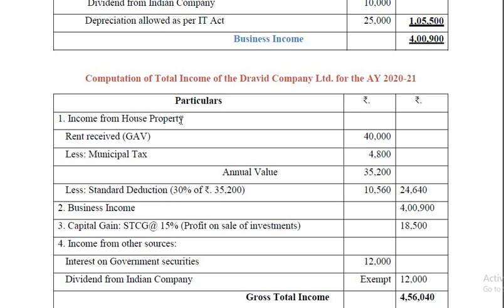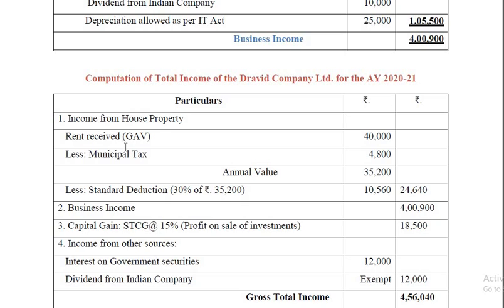Okay, we'll go for computation of total income of Dravid Company Limited for the assessment year 2020-21. Income from house property, see, rent received is given, no other value is given, like fair rental value. And then there may be rent received. So many other items are there. First you have to calculate expected rent.